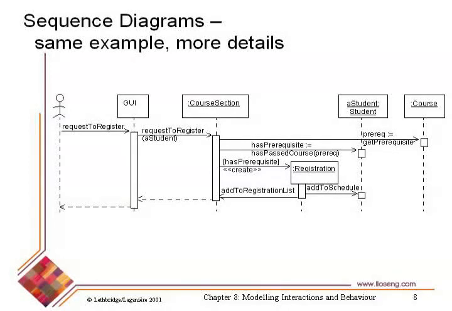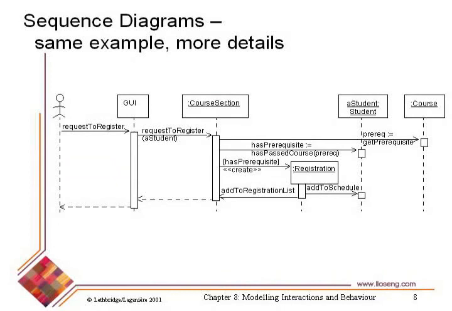Okay. We see an assignment. Has prerequisite gets assigned to has passed course with an argument. So we can see that the return value of a certain call can be assigned to a variable. When I send this message from course section to the student, the result is returned in this has prerequisite variable that I can then use.